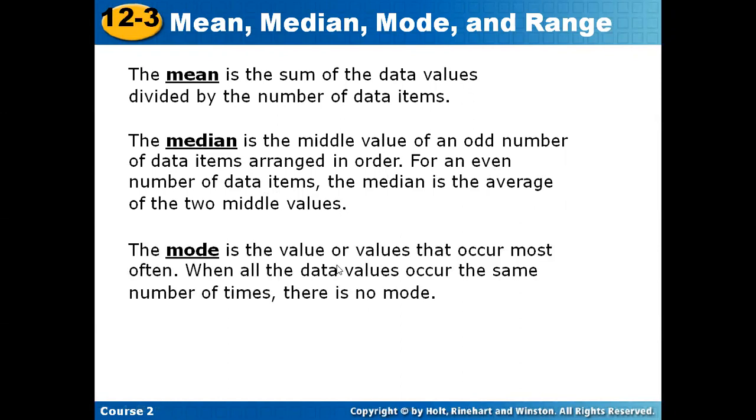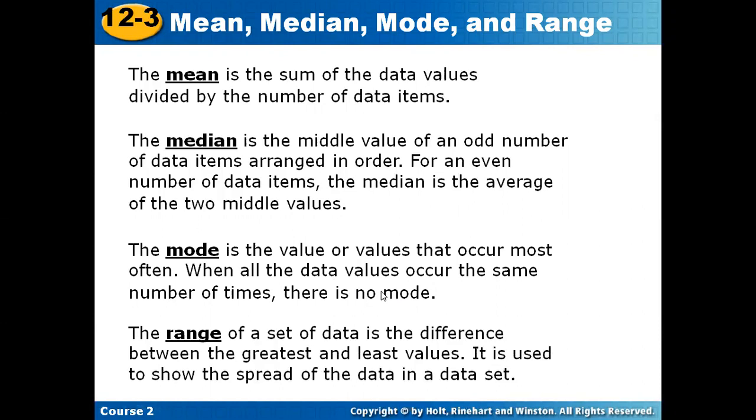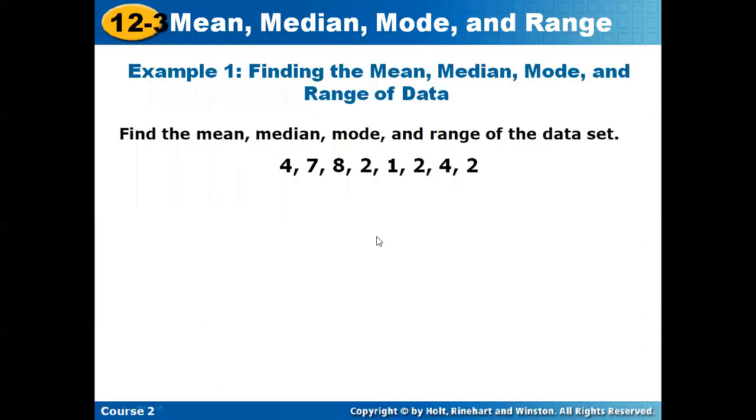The mode is the value or values that occur most often. When all the data values occur the same number of times, there is no mode. The next one, the range. The range of a set of data is the difference between the greatest and the least values. It is used to show the spread of the data in a data set.